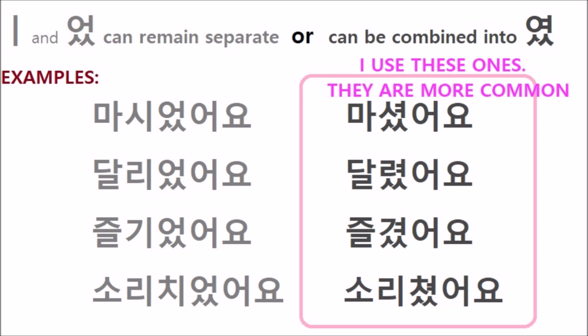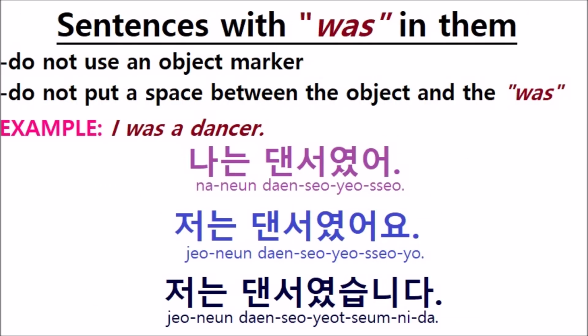When you make sentences with the past tense of 이다, you do not use any object marker, and you do not put a space between your object and the verb. This is the same rule as we learned for 이다 in the present tense. Here's an example of a past tense sentence with 이다. 너는 댄서였어. 저는 댄서였어요. 저는 댄서였습니다.